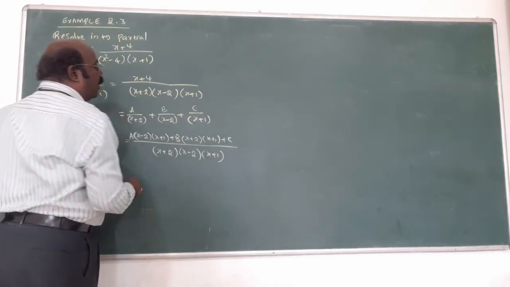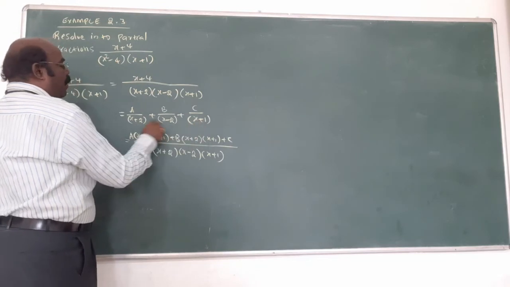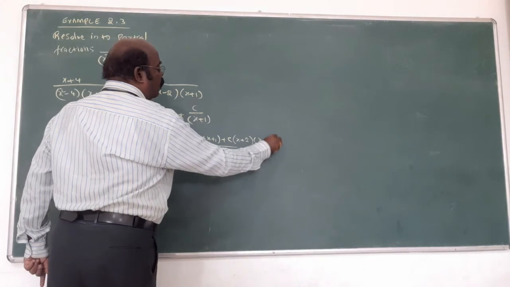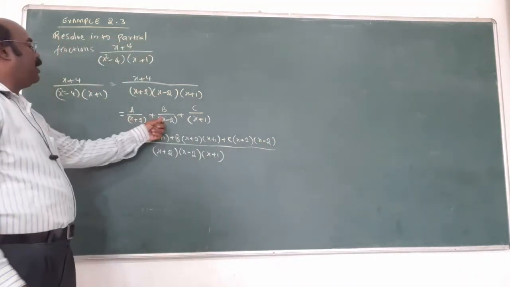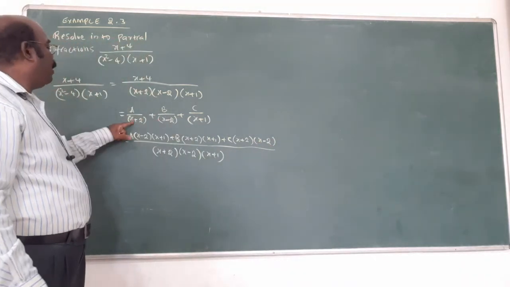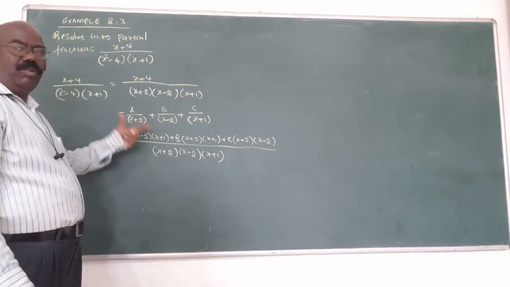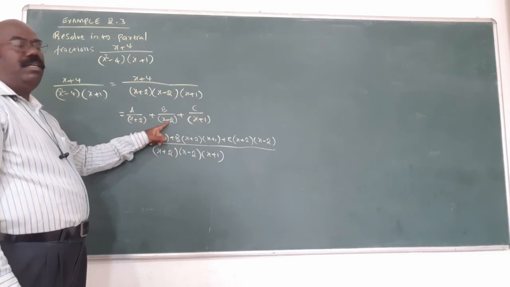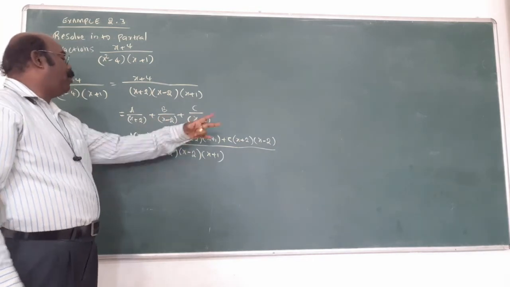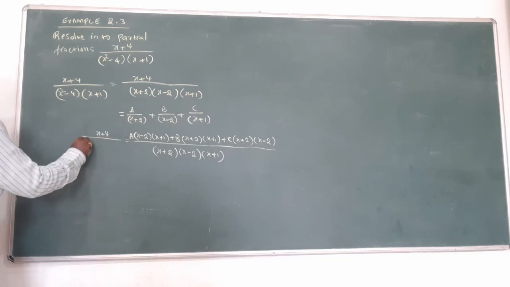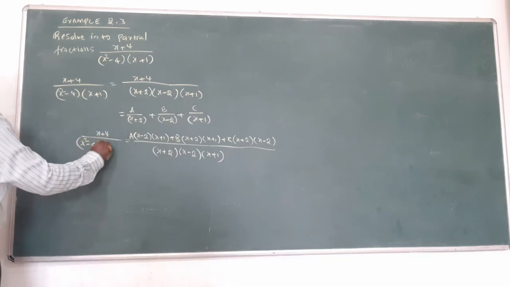Plus c into x plus 1 is there. What are the remaining terms? X plus 2, x minus 2. Yeah, what three terms are there? That is the LCM. One term already is there. You want to multiply a into the remaining two terms, and b is multiplied by the remaining two terms. In this way, you want to multiply. That is called LCM. The numerator is x plus 4 over x square minus 4 into x plus 1.